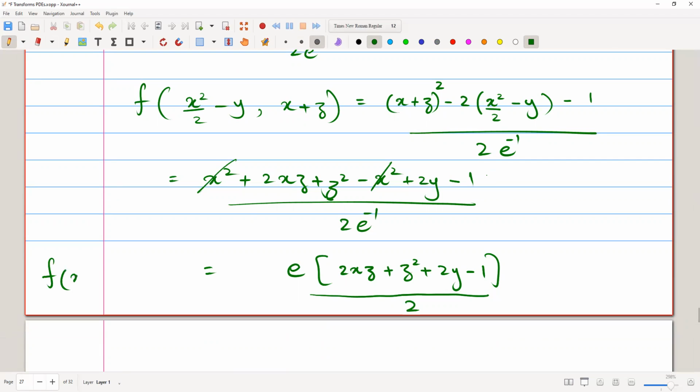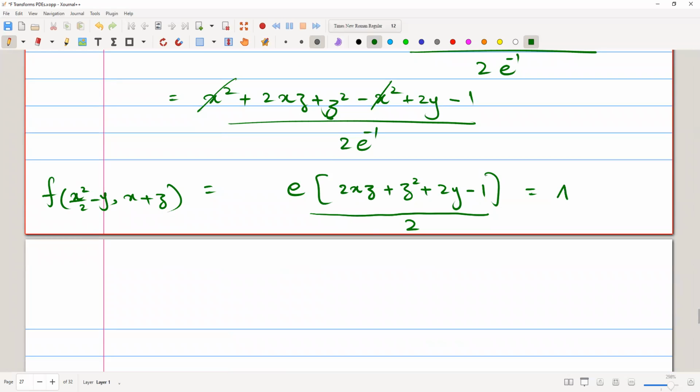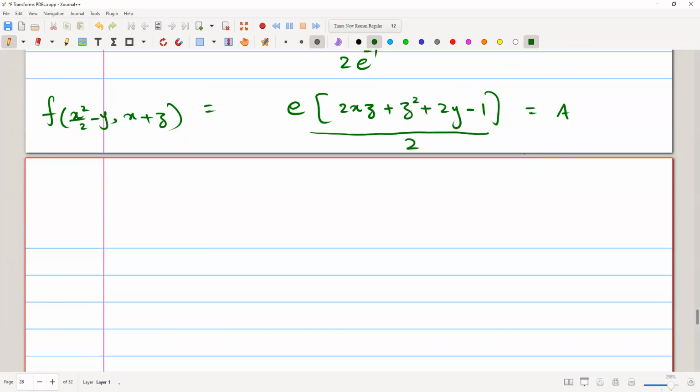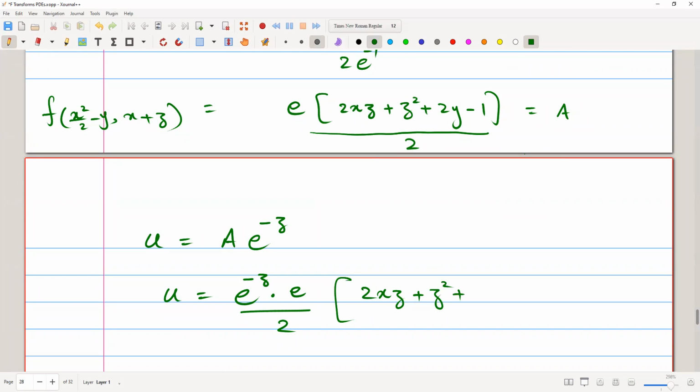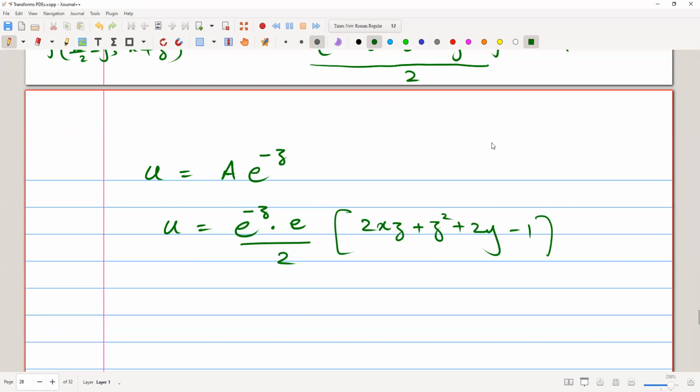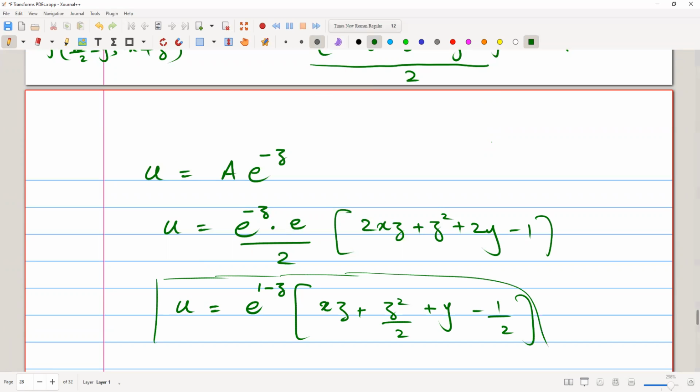So the value of this function, that is x squared over 2 minus y comma x plus z, is this whole stuff, right? Now we know that this is equal to a, so we can plug in this value of a, and we have this expression a e to the power negative z. Therefore, when we apply this a, we will get the complete solution of this particular differential equation, or we can say the initial value problem. So we have u equals e to the power 1 minus z, and if we multiply these two inside, we'll get xz plus z squared over 2 plus y minus 1 over 2. And this is the solution to the problem, and we can verify the solution as well.